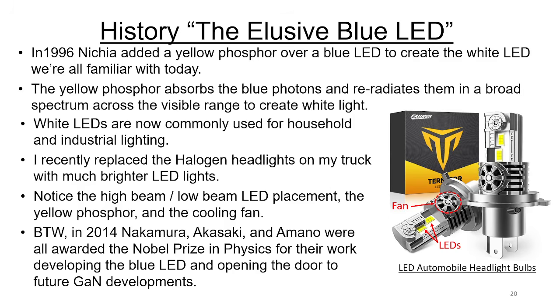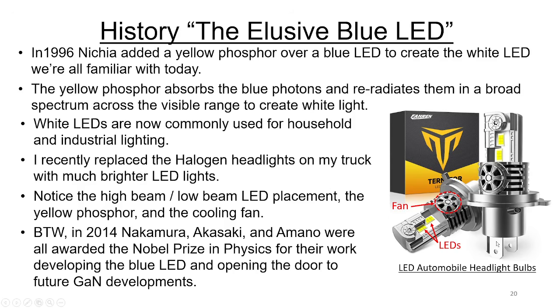And by the way, I recently replaced the halogen headlights on my truck with much brighter LED lights, and I show those off to the right here. Now notice the high beam, low beam LED placements. There's two different banks of LEDs here. Also notice the yellow color, that's an indication of the yellow phosphor. And also I wanted to point out these LED headlights have cooling fans built into them. Now the LEDs are fairly efficient, but they still generate a reasonable amount of heat. So they have a fan built in to help take some of that heat away.